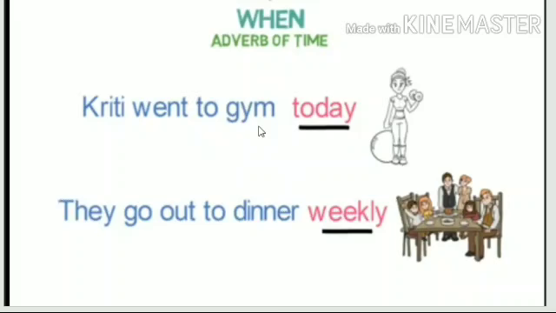Next, they go out to dinner weekly. In this sentence, we know that they go out to dinner. But when do they go out? They go weekly. So the word weekly tells us when they go to dinner. As these words, today and weekly, describe when the action exactly happened or happens, these are called adverbs of time. Alright, now let's look into the fourth way in which we can describe an action.